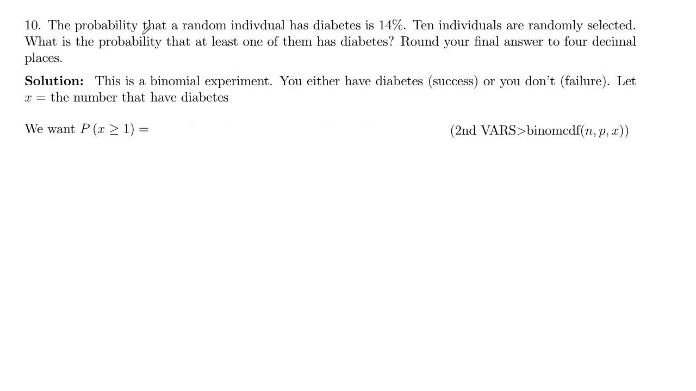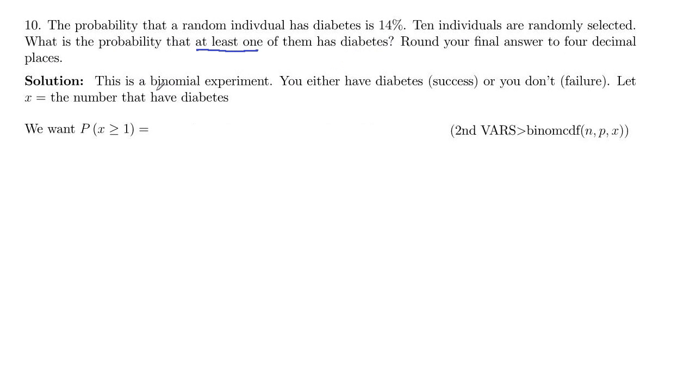Problem number 10, we're given that the probability that a random individual has diabetes is 14%. 10 individuals are randomly selected. What is the probability that at least one of them has diabetes? Round your answer to 4 decimal places.